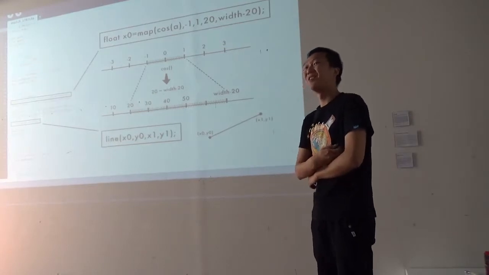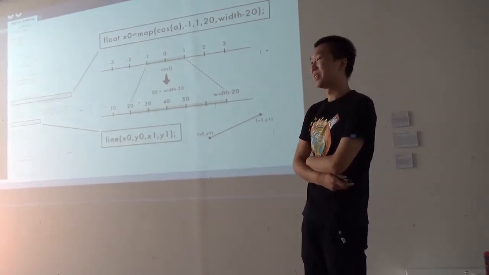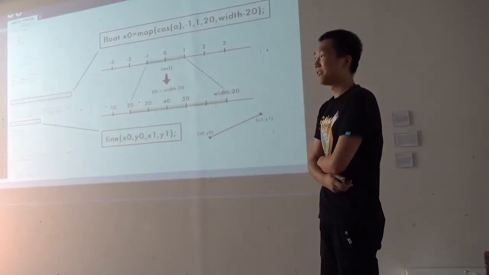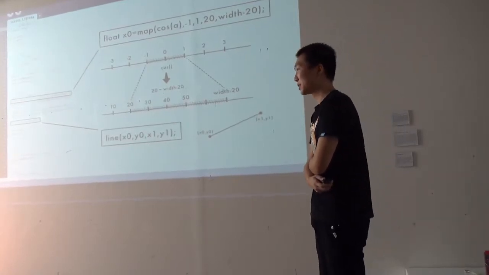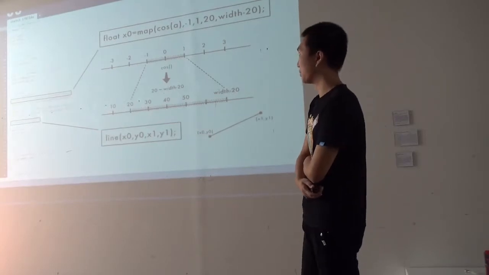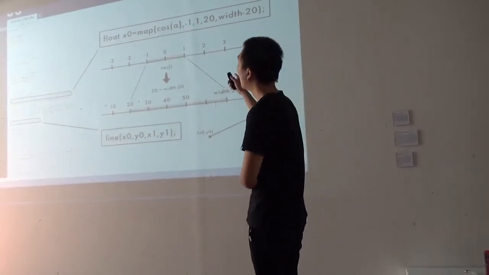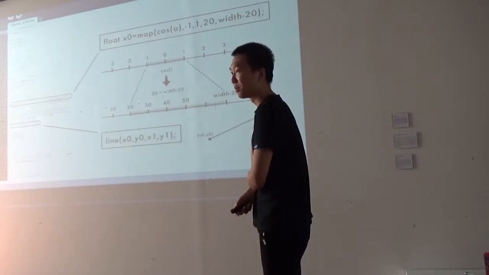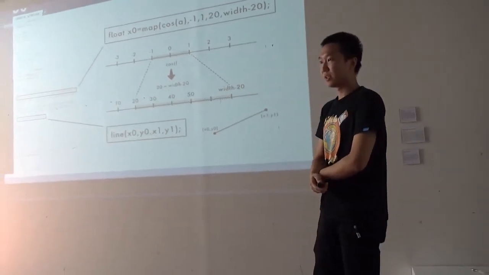And next, I will show how I made this kind of amazing work. I guess you may have no idea about the code on my screen, so I will choose some part of the code and explain it for you. At the top of the screen, we have a float x0. That means float x0 is a variable.